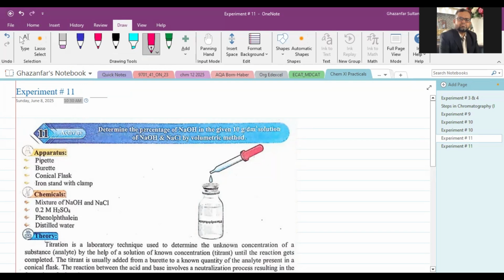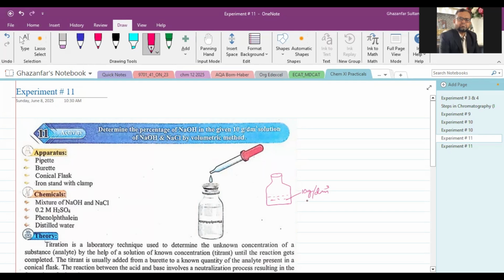The activity is to determine the percentage of sodium hydroxide in the given 10 gram per decimeter cube solution of sodium hydroxide by volumetric method. So actually, you are provided a solution in your container, and the solution has a concentration in terms of mass per decimeter cube, 10 gram per decimeter cube.